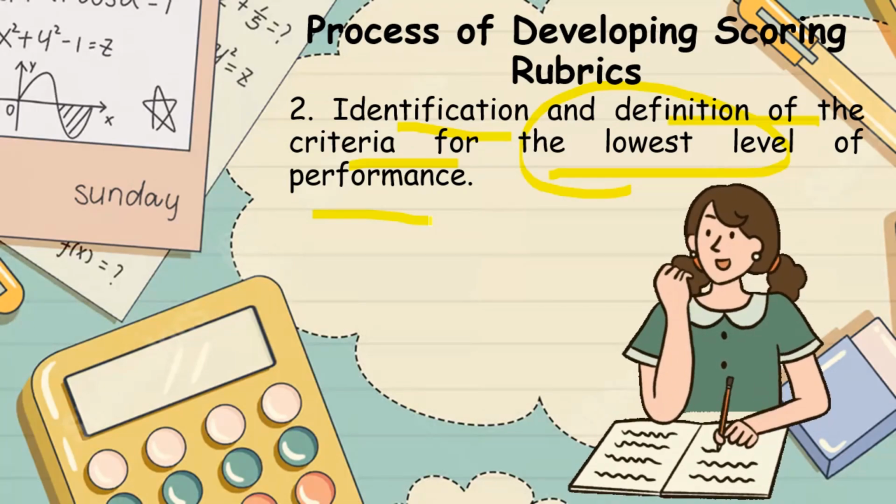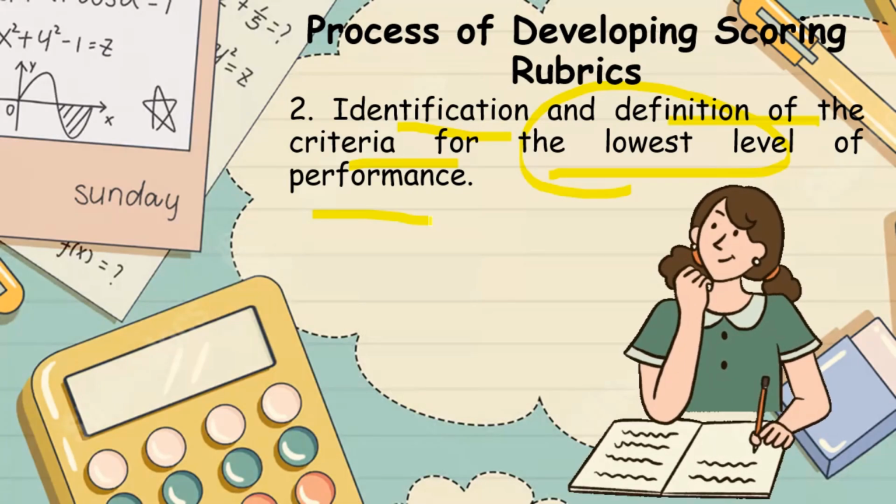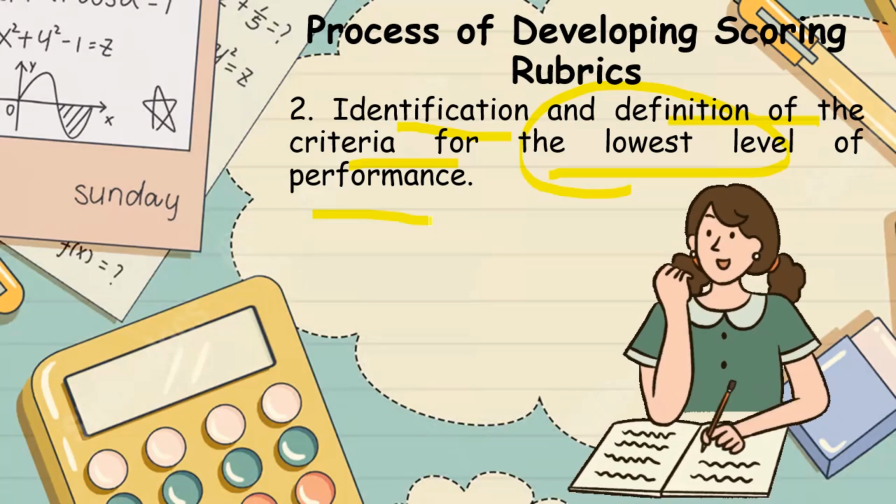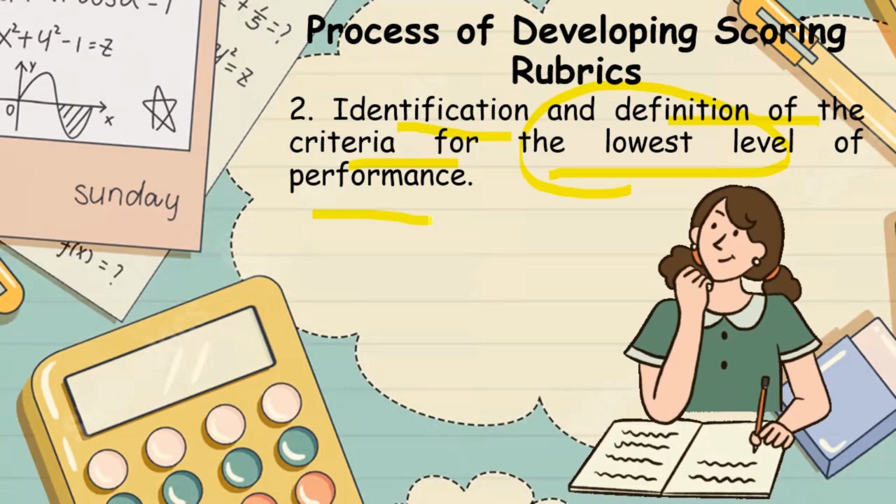So it is better to have a few meaningful score categories than to have many score categories that are difficult or impossible to distinguish. So I want you to take note of this. It is suggested that each score category should be defined using the descriptors of the work rather than the value judgment about the work.